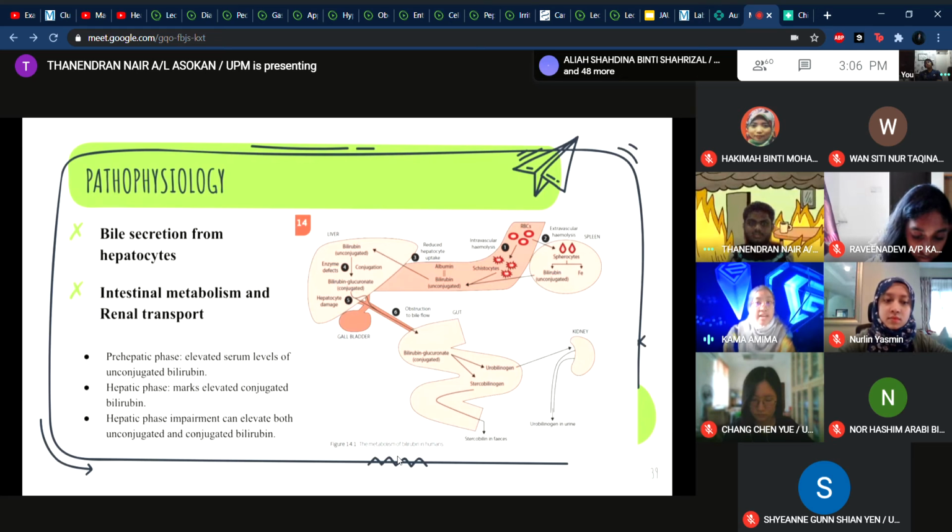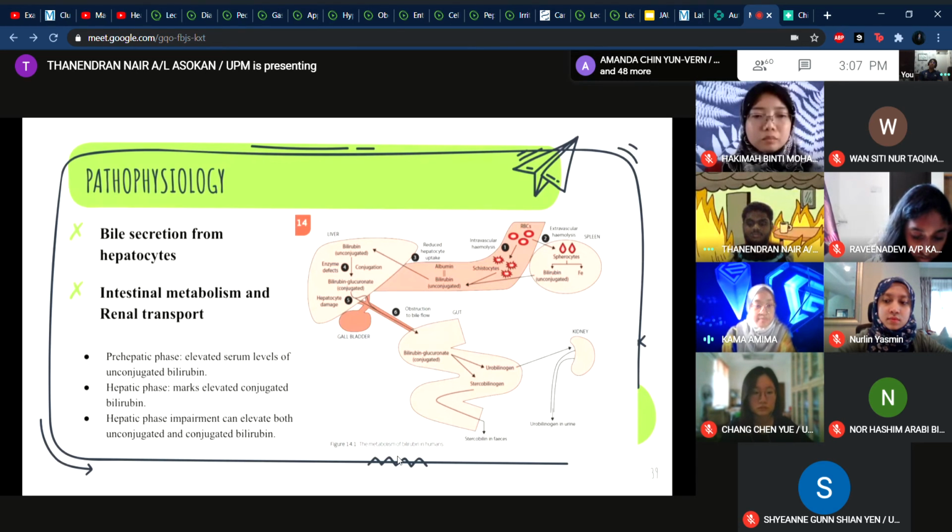Some of the urobilins are excreted through the kidneys, imparting the yellow pigment of urine. So as a recap, dysfunction in the prehepatic phase results in elevated serum levels of unconjugated bilirubin, while any insult in the posthepatic phase marks elevated conjugated bilirubin. For the hepatic phase, the impairment can elevate both unconjugated and also conjugated bilirubin.